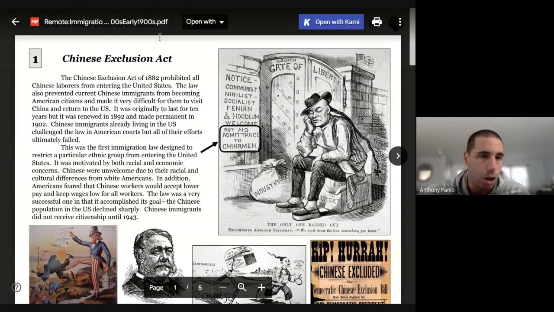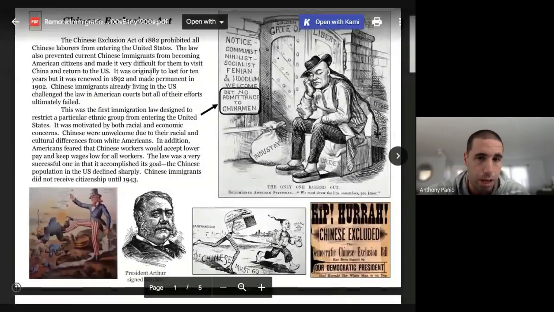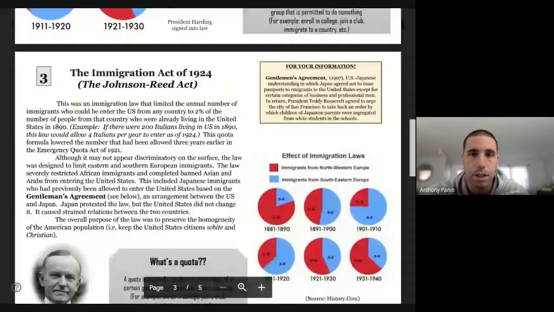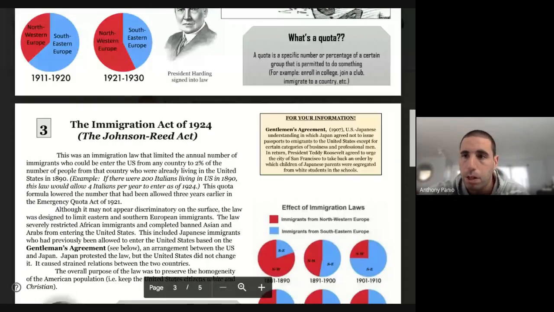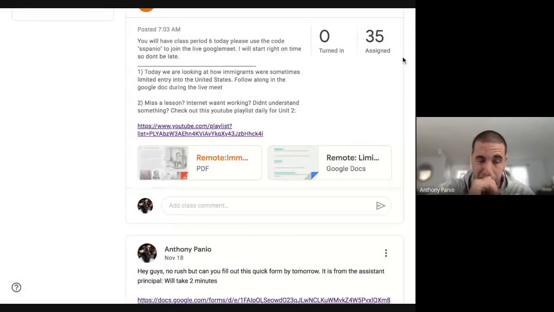So these are laws. The Chinese Exclusion Act is a law. The Emergency Quota Act is a law. The Immigration Act of 1924 is a law, and so on and so forth. So how did us as Americans, how did our government limit the amount of immigrants coming in? What would they do? Now, some of these policies are going to be kind of borderline on the fact that they were pretty racist, even at the time. When we look at the first one, you're really going to see that. But our focus as a country is to make sure we don't become overpopulated and overcrowded, because that's where some big problems start to happen.